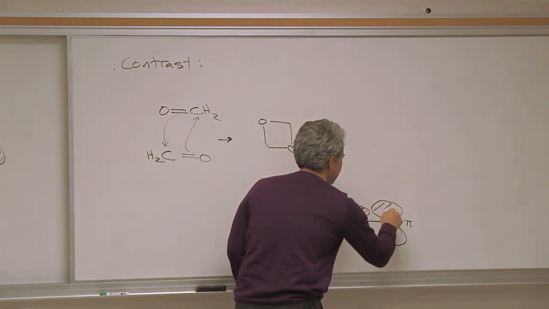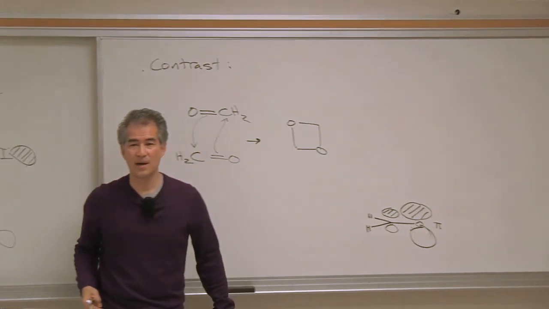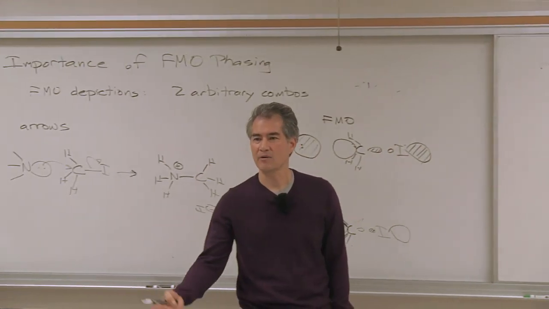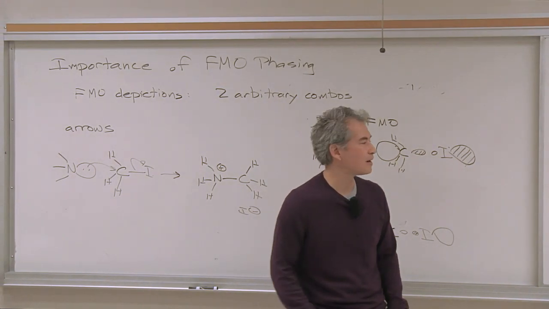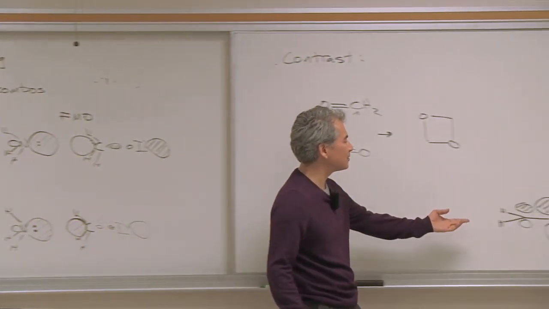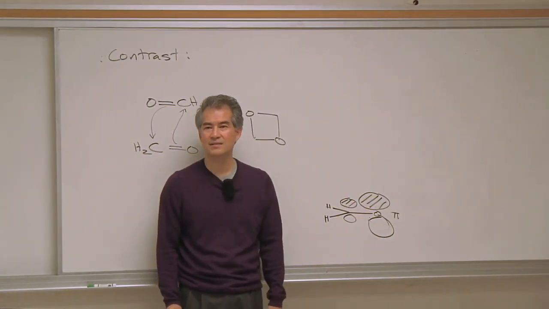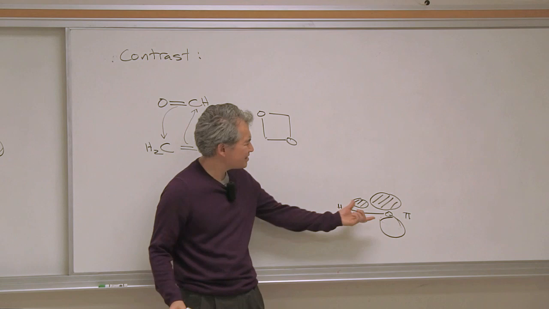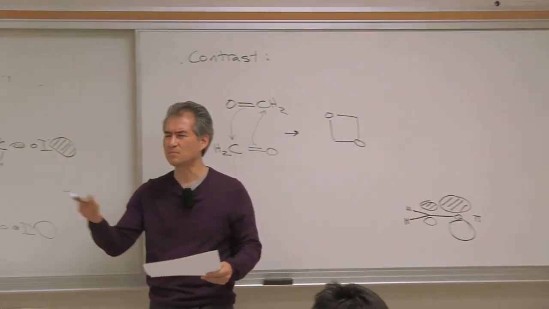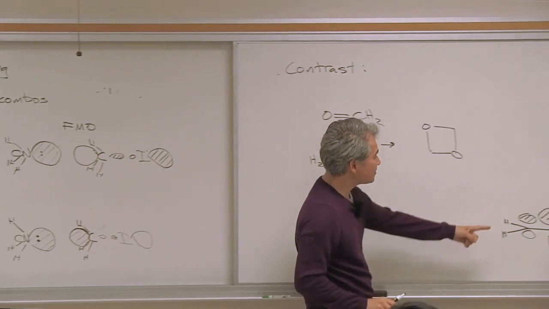I'm going to phase this the way you phase a pi orbital for a simple alkene or a simple double bond. That's the correct phasing for ethylene or for a carbonyl group, and that's the correct depiction of sizes. The sizes of the orbitals are not important here. What's important is the phasing. Now, that's the filled orbital.